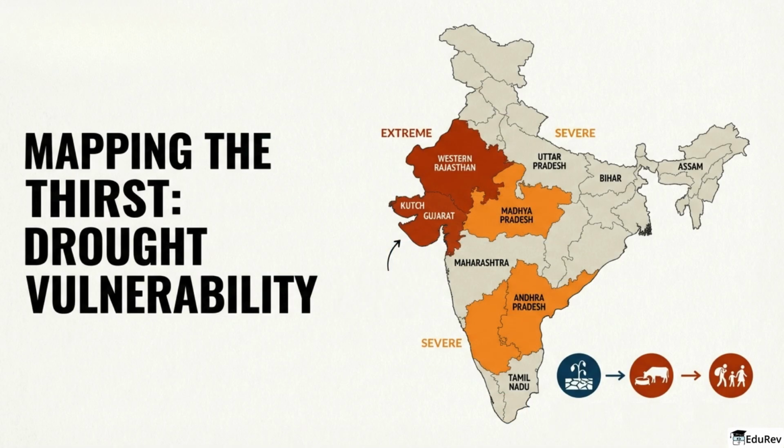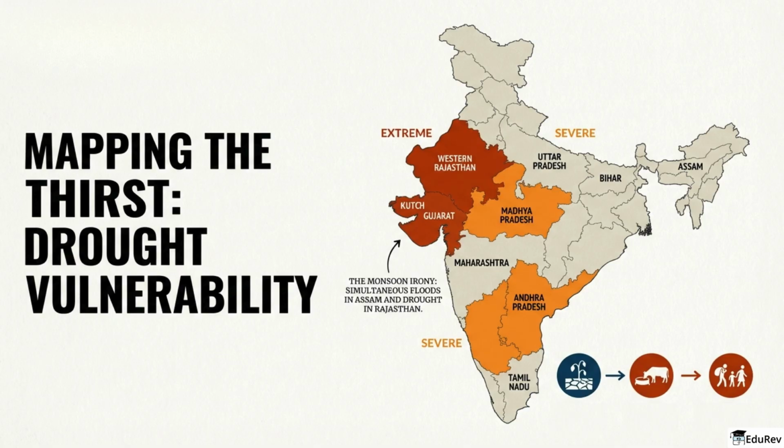Now map drought vulnerability. Western Rajasthan is marked extreme. Kutch and Gujarat are prominent. Parts of Madhya Pradesh and Andhra Pradesh show severe vulnerability. And the monsoon irony is written clearly. Simultaneous floods in Assam and drought in Rajasthan.